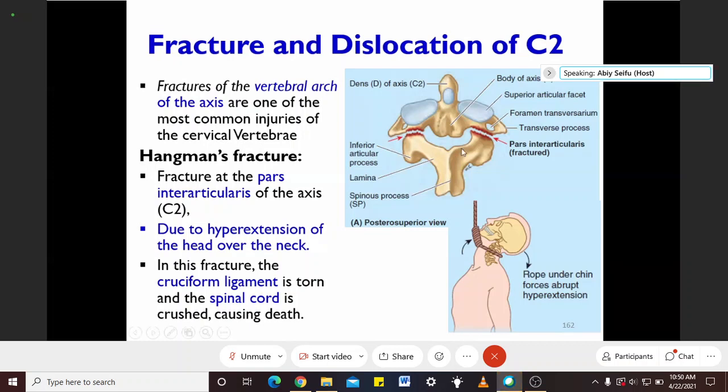These types of fractures can cause death, because the cruciate ligament that lines these structures, the odontoid and the body of the C2, is tortured and crushed, and it affects the spinal cord, or applies a physical or mechanical force over the spinal cord. So the spinal cord may be highly injured and cause death.